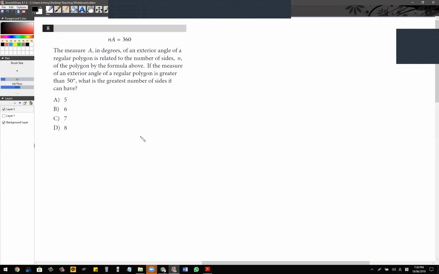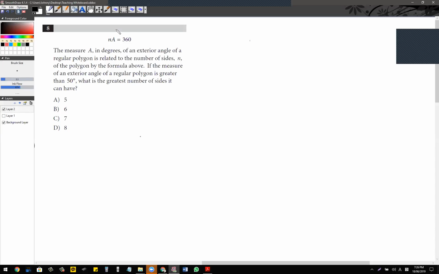So, question 8. nA equals 360. The measure A in degrees of an exterior angle of a regular polygon is related to the number of sides n of the polygon by the formula above. If the measure of an exterior angle of a regular polygon is greater than 50, what is the number of sides it can have?